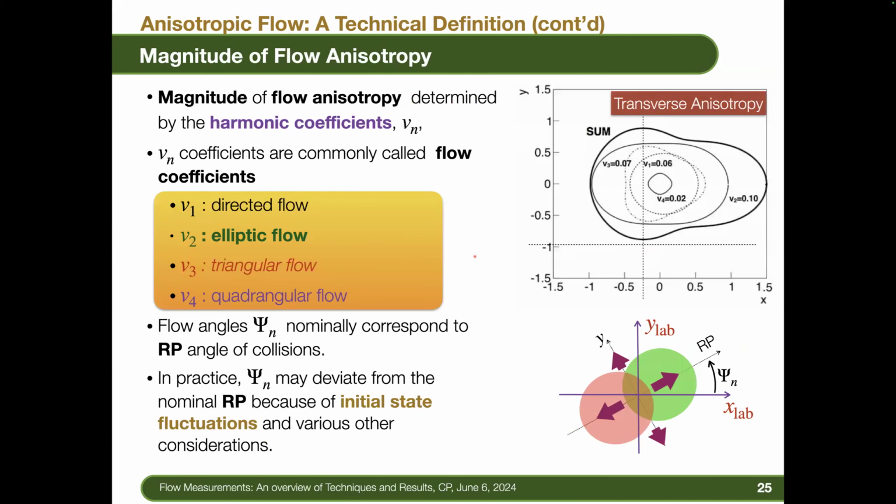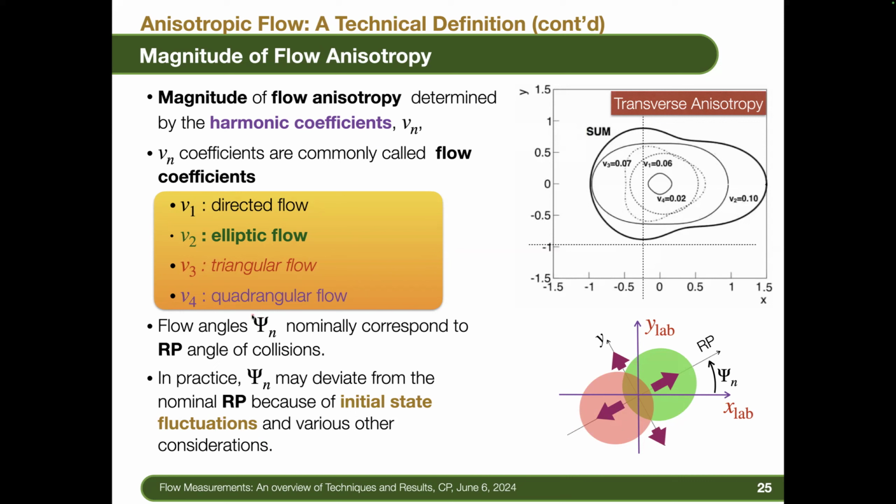we now have a technical definition for what these coefficients will be, and with this technical definition comes a common nomenclature that is now pretty much universally accepted and used in the community. So V1 is going to be called directed flow. V2 is known as elliptic flow. V3 triangular, and V4 quadrangular flow.